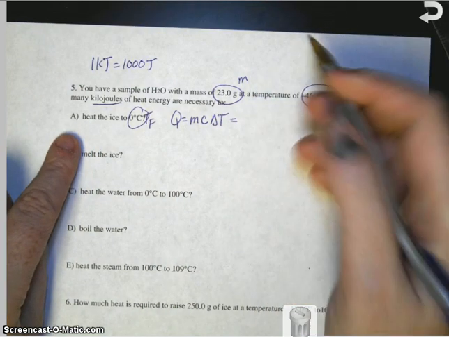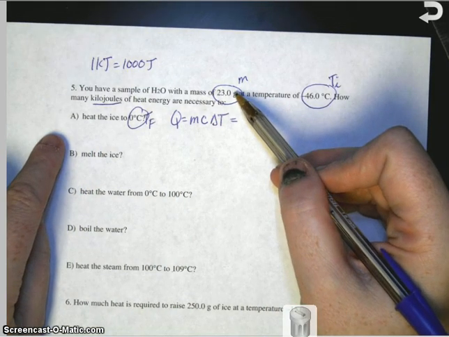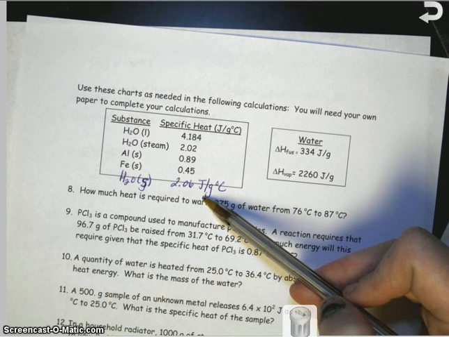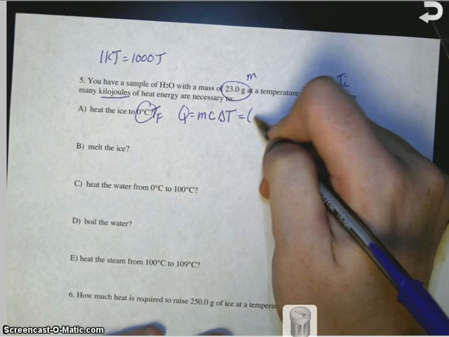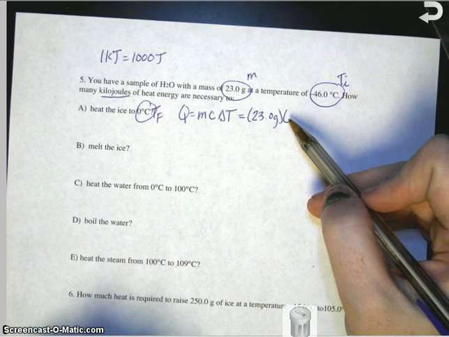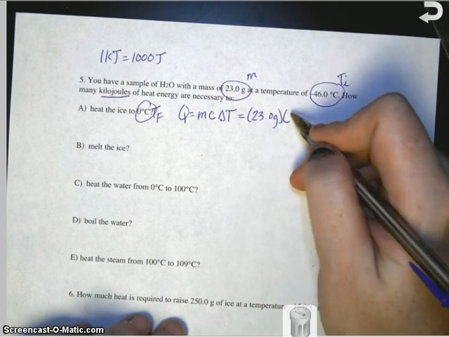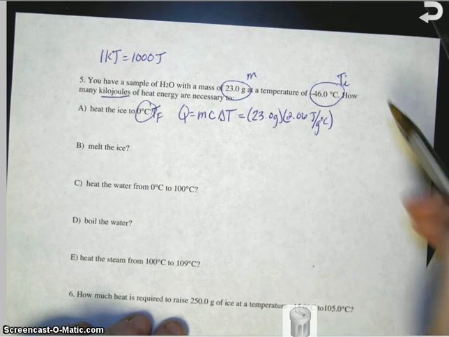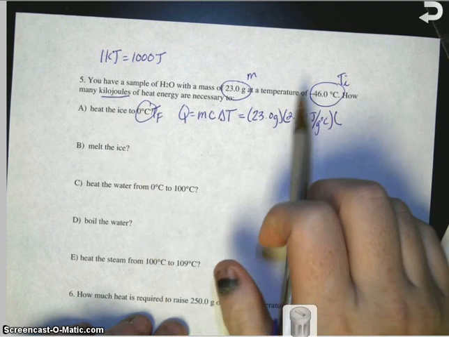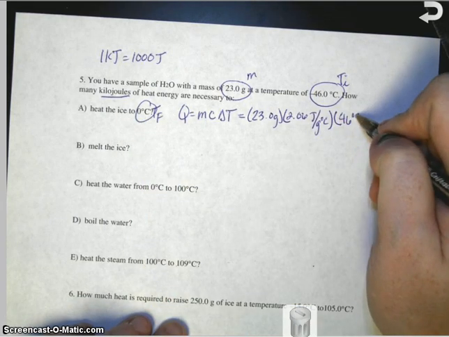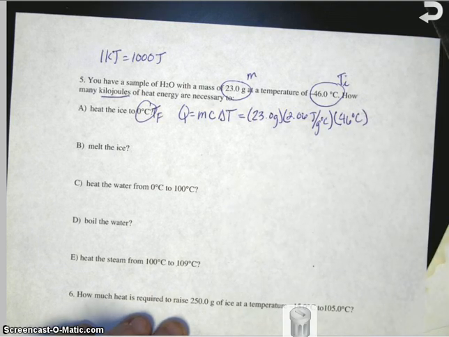Okay, in our case here, it tells us our mass is 23 grams, and in this case, because our specific heat is listed in the form of joules per gram degree Celsius, we don't have to convert to kilograms, so we can leave it just as is. So that would be 23 grams times our specific heat, which on the front, the specific heat of ice is 2.06 joules per gram degree Celsius. And then if our temperature changes from minus 46 to 0, then our temperature change is 46 degrees Celsius. Okay, so that's all I'm going to need to do to solve that problem.